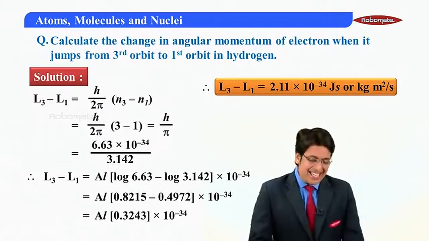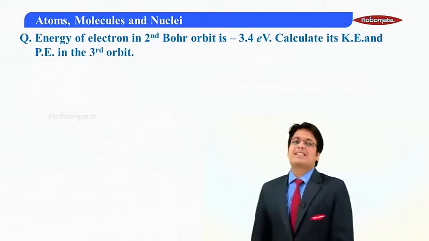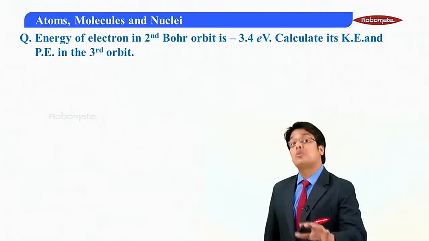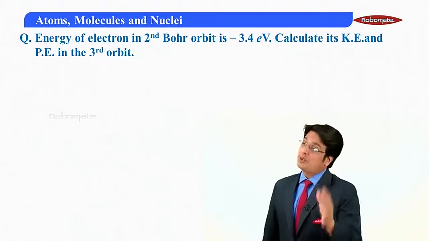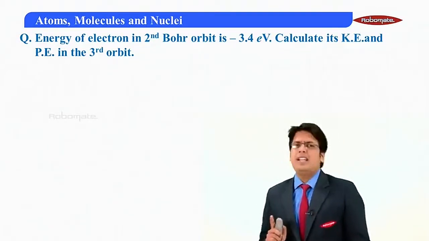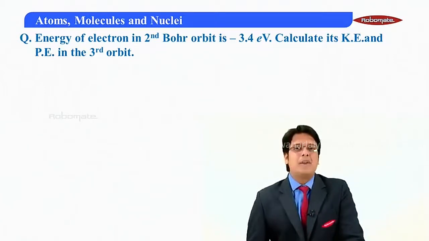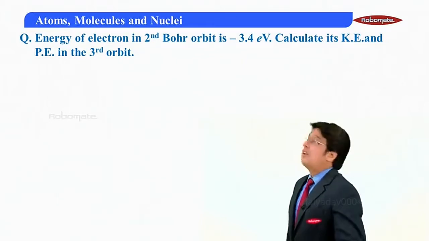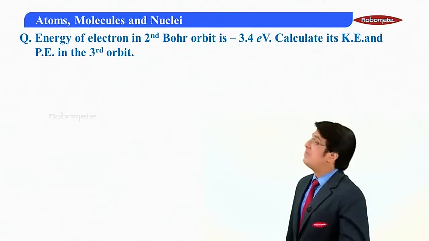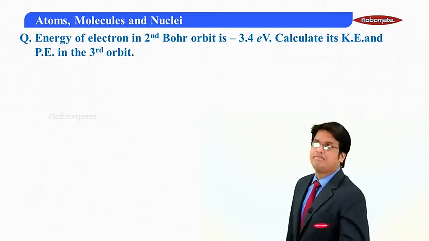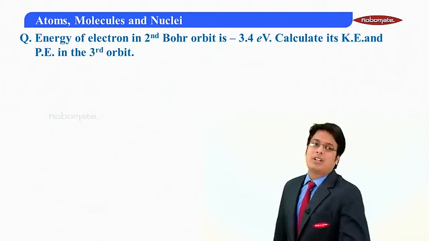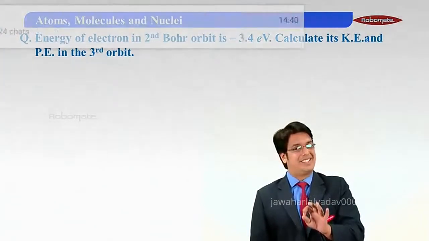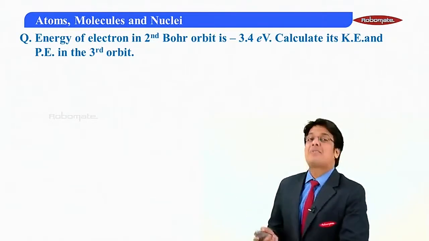Simple, easy. Following is the next sum, that is the energy of the electron. When I say energy, what kind of energy are they talking about? Total energy. And when it comes to total energy, I have one formula: En is equal to E1 upon n square. So let's start. The energy of the electron in the second Bohr orbit is minus 3.4 electron volt, that is E2. Calculate its kinetic energy and potential energy in the third orbit.